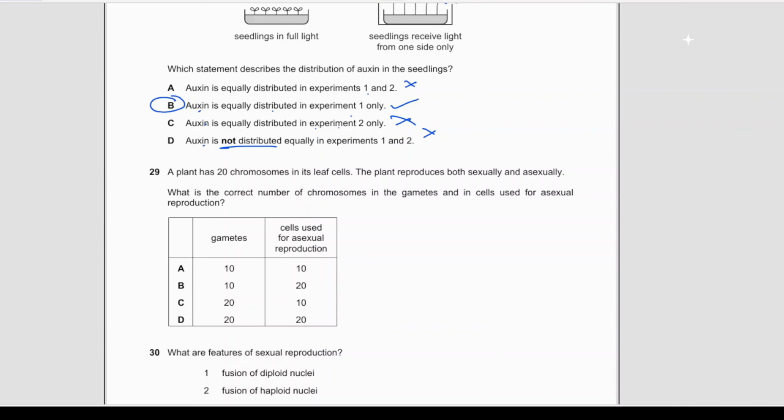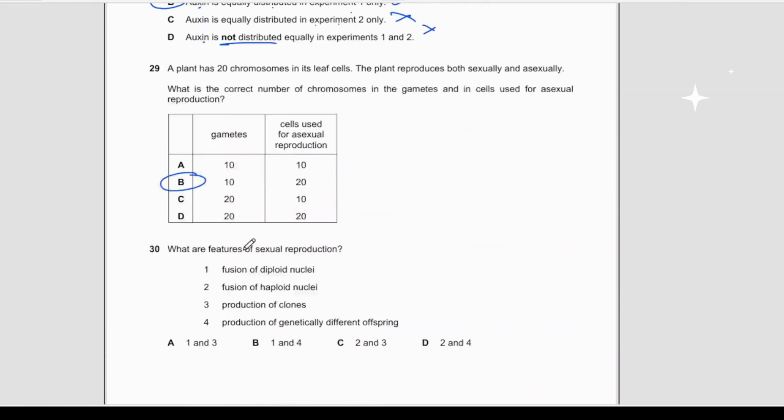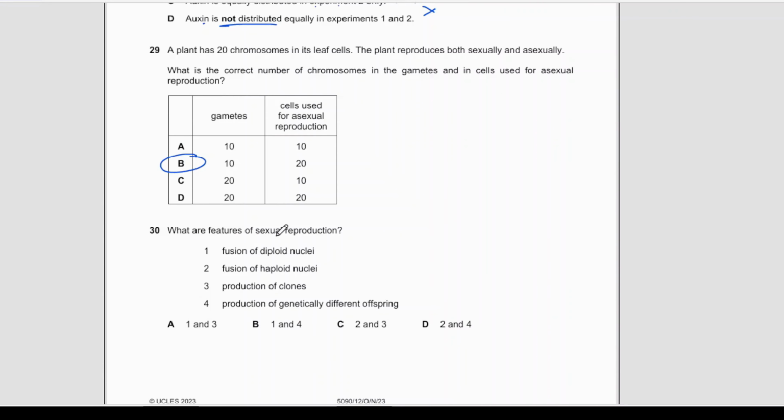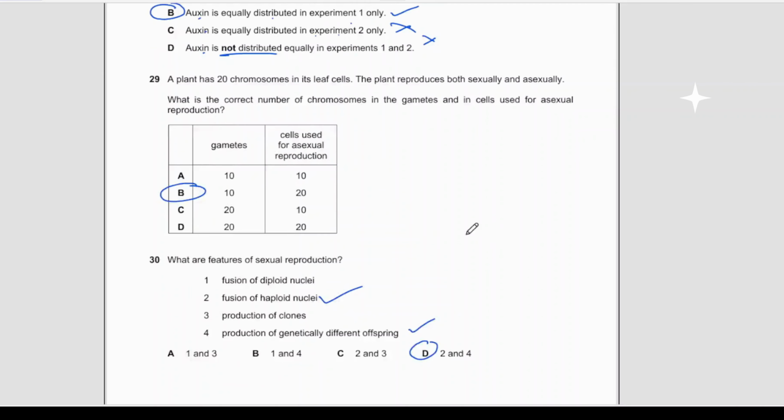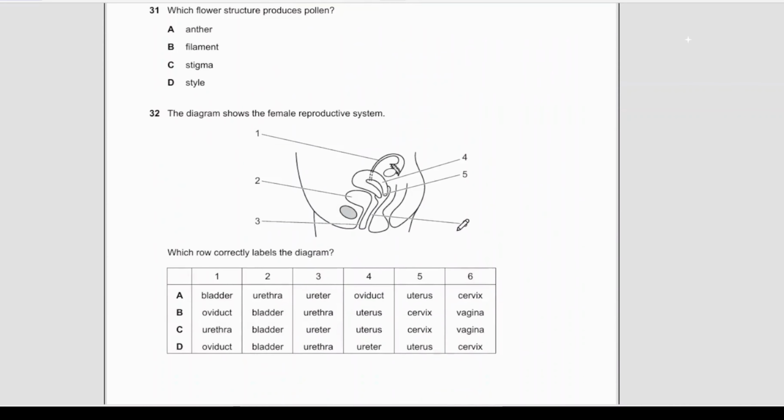So asexual remains the same and gametes get half, so the answer is B. What are the features of sexual reproduction? Genetically different offspring, so the answer is D. Okay, which flower structure produces pollen? Anther. Which is the correct labeling?